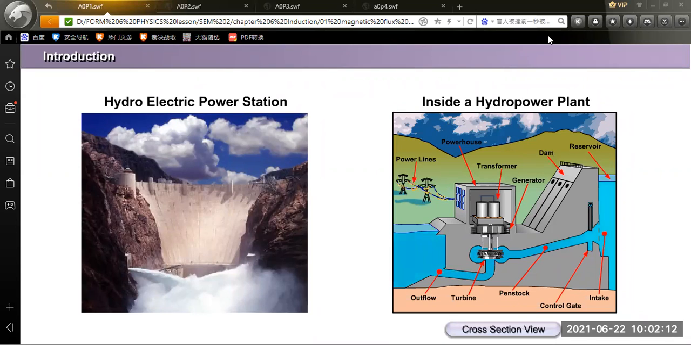Ladies and gentlemen, welcome back to Mr. Lee Physics class. So today we are going to learn about electromagnetic induction. Ladies and gentlemen, let's look at the diagram.